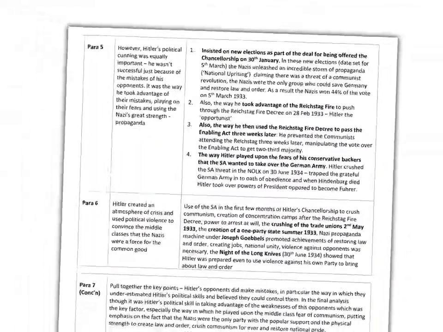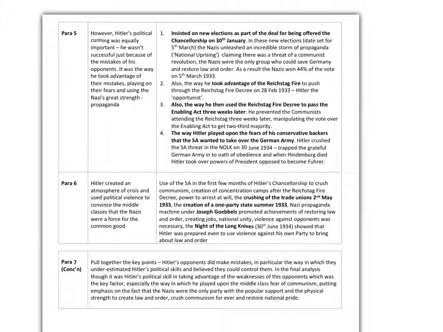Now here is the counter-argument. So you're going to do 2 paragraphs presenting a counter-argument. Now, the first counter-argument, paragraph 5, as you can see, you might want to break that down into a couple of paragraphs. There's quite a lot you could put in here. And what you're emphasising here is the fact that Hitler was politically very cunning. His opponents made mistakes, but it was the way he took advantage of those mistakes, playing on their fears, and in particular playing up the fact that the Nazis were very strong on propaganda.